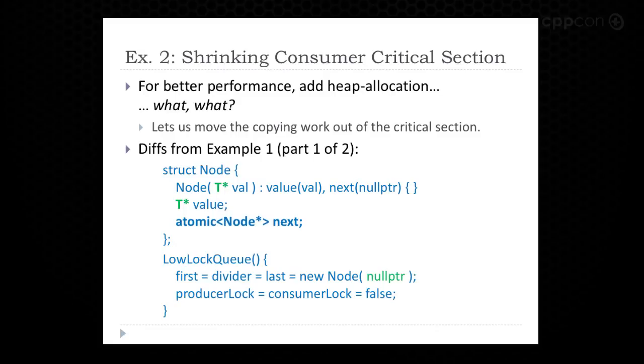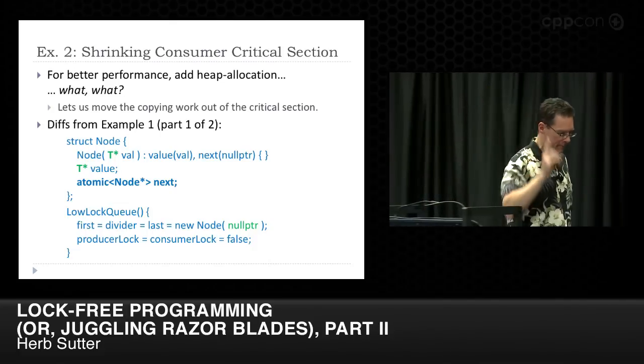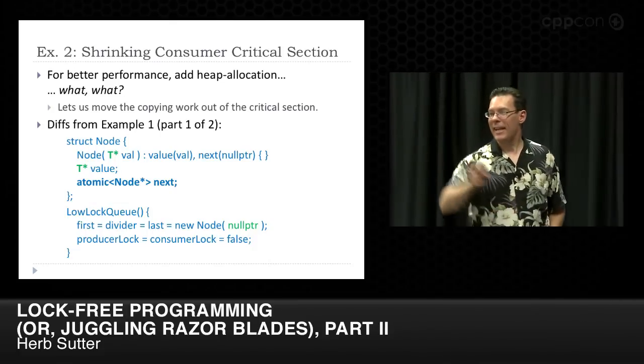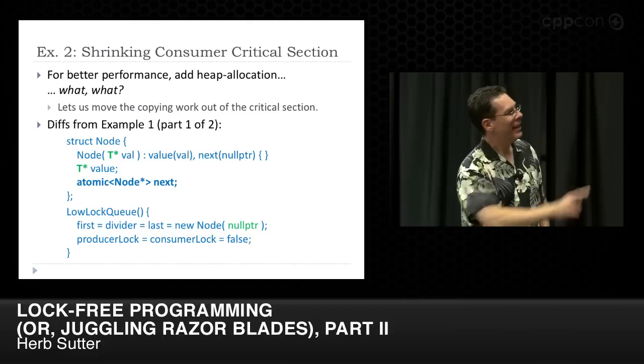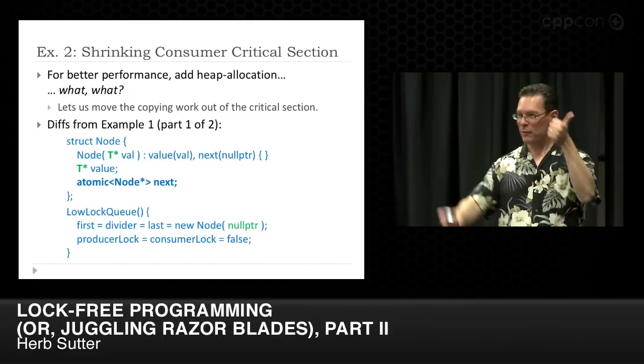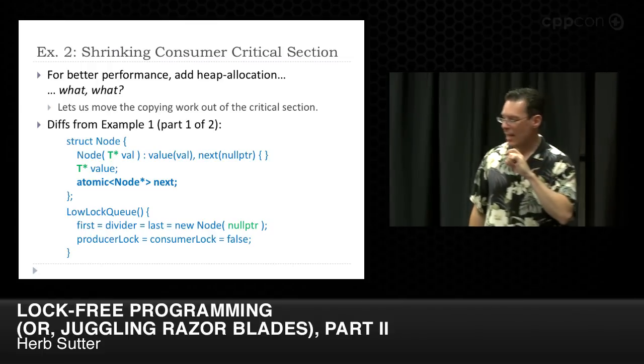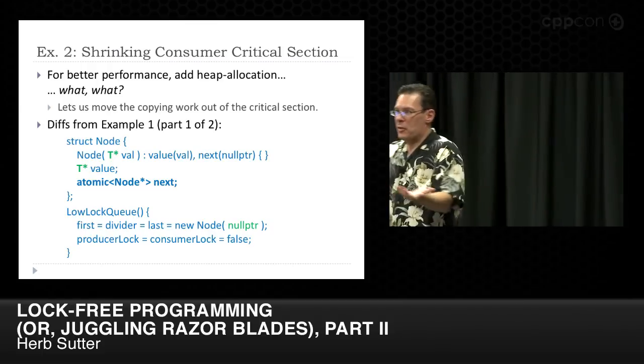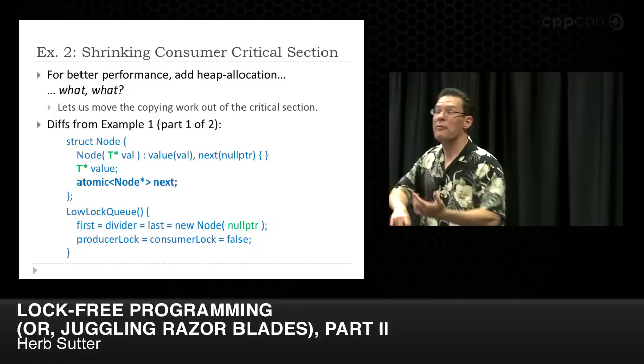We're going to take 3 successive steps to improve this. The first is to shrink the consumer critical section. And for better performance, we're going to do more heap allocation. Exactly. That is why I wrote "wait, what" on the slide, and I got "what" audibly from the audience. So I'll count that as 50% success. Well, sometimes it's good to allocate from the heap. You just need to be conscious of when you do it.